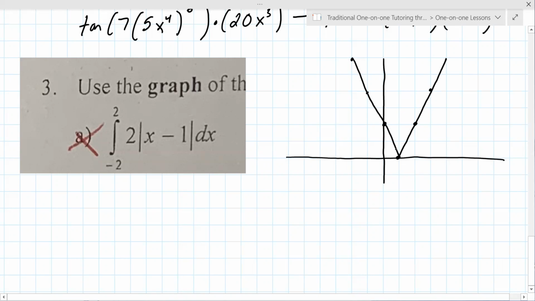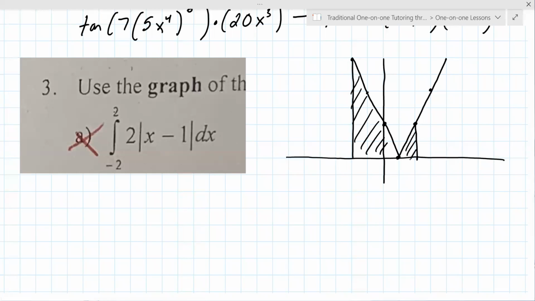Then you draw vertical lines at 2 and -2. So there's a vertical line there and there. They're saying just find the area of this triangle and the area of this triangle. You're not doing any Riemann sums. You're just literally finding the area of two triangles.